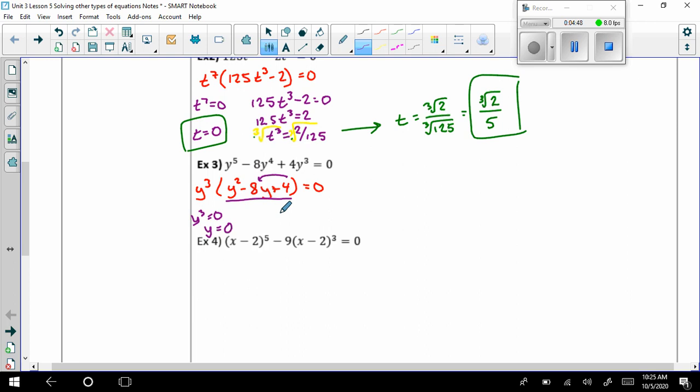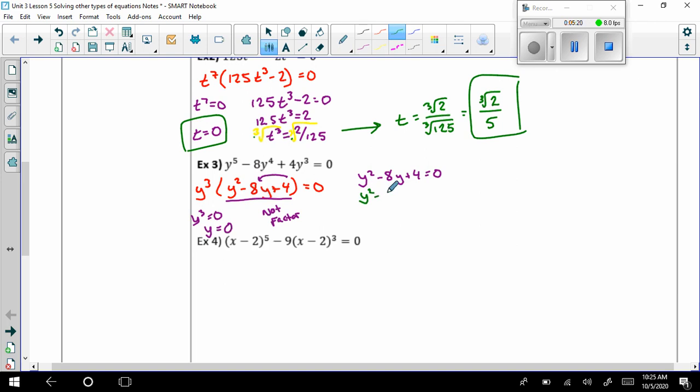So since we can't break that down, since it does not factor, we have to use lesson 4 and use quadratic formula or completing the square. All right. So y squared minus 8y plus 4 equals 0. I'm going to complete the square here because this is a 1 and this is an even number, so it actually goes a little bit faster than using quadratic formula.